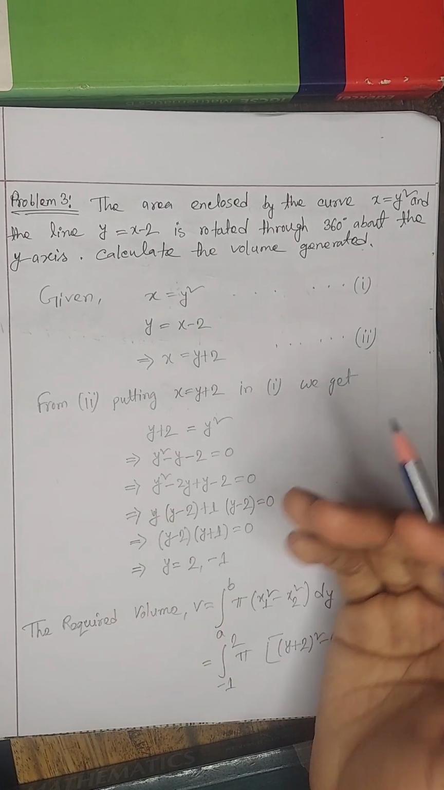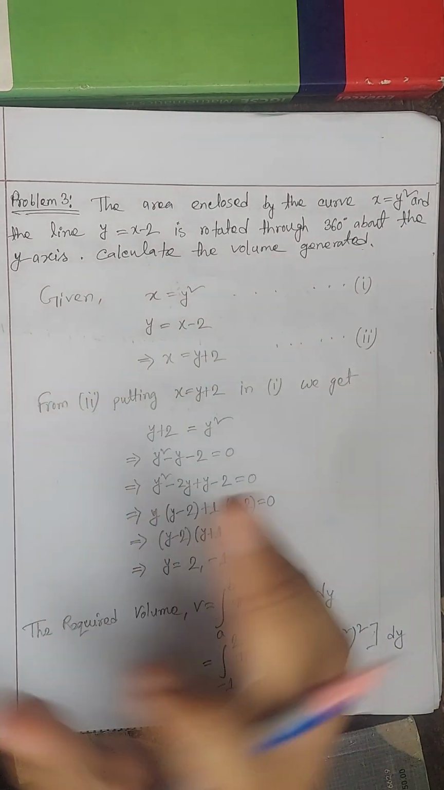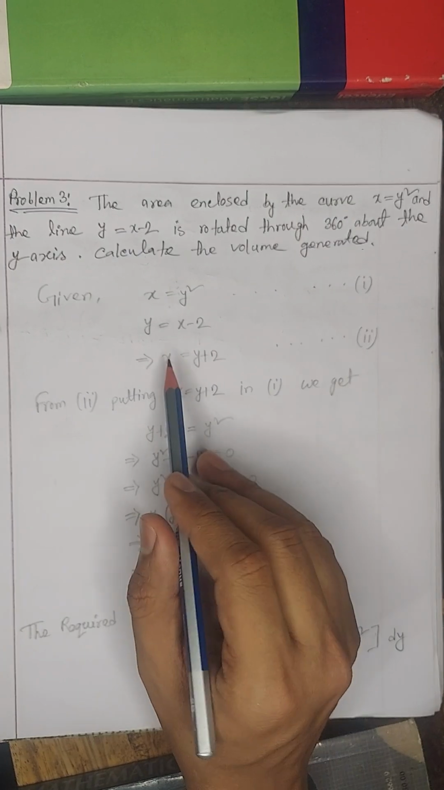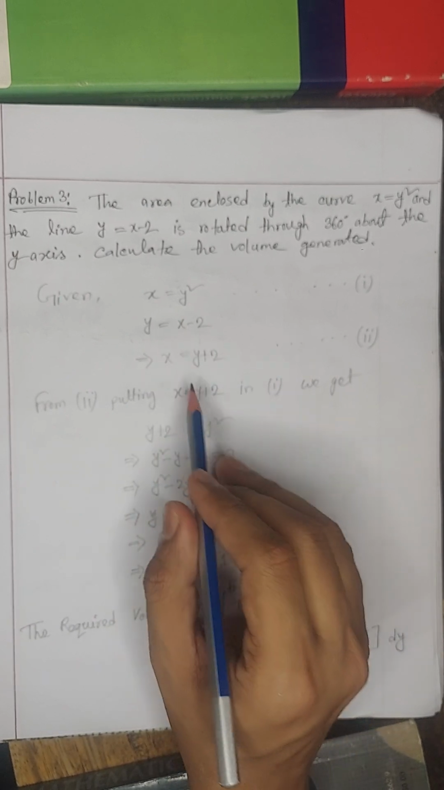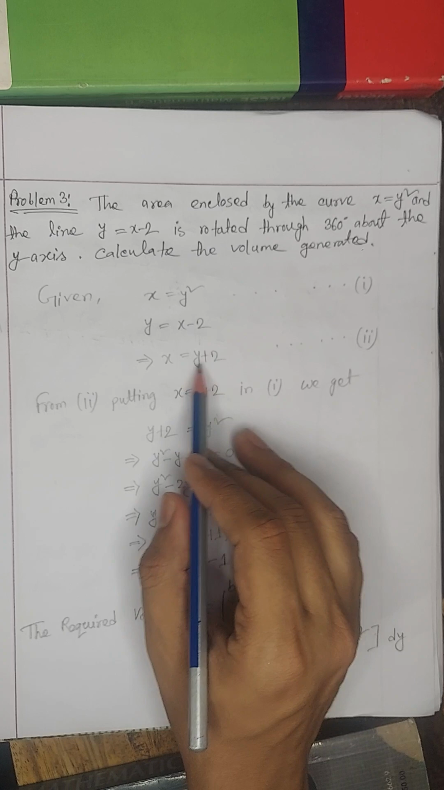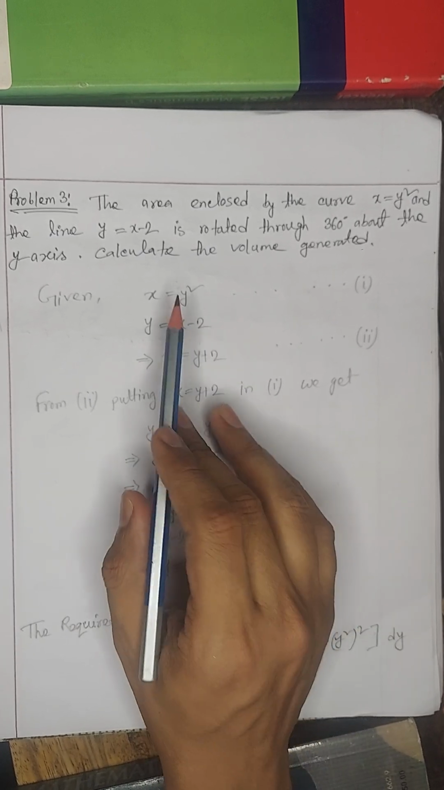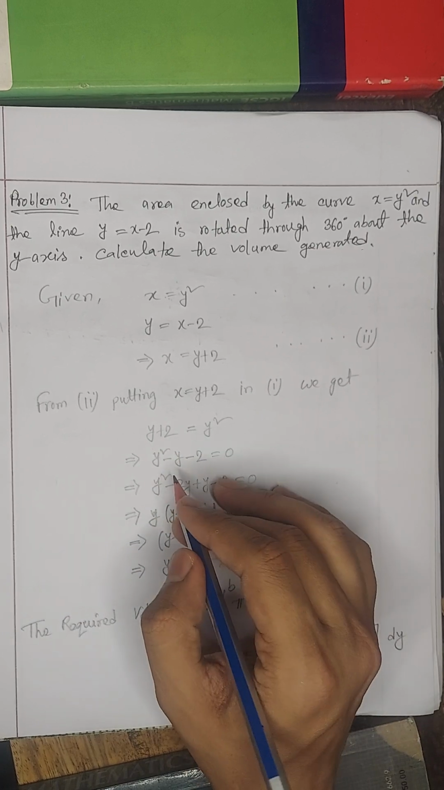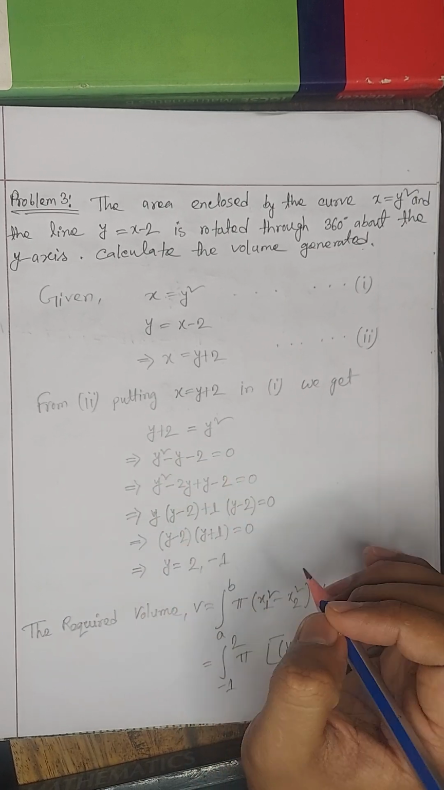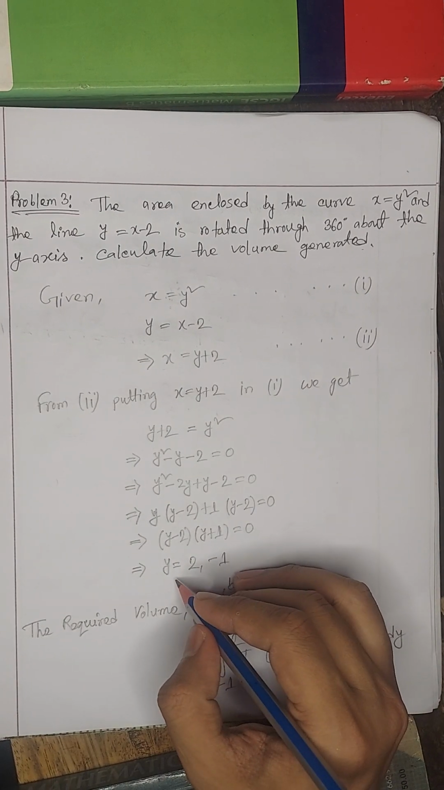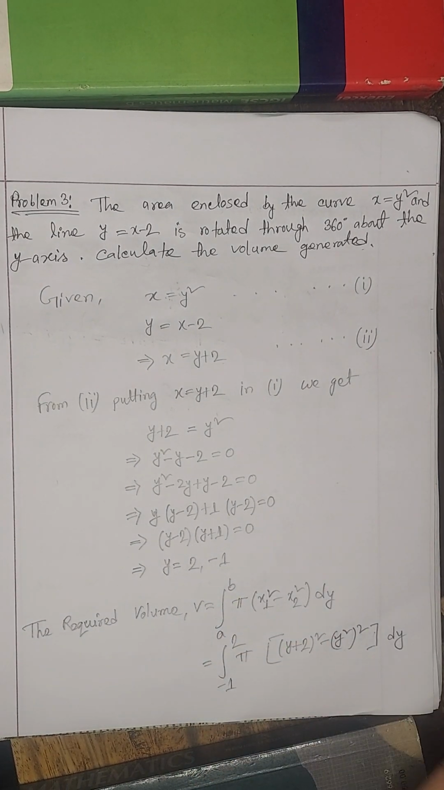So I'm trying to discuss with you similar type problems. Let's say here our first curve is x equal to y square, and second y is equal to x minus 2. We transform it to x equal to y plus 2. Then we substitute the value of x from here into this equation, where we get y plus 2 is equal to y square, then y square minus y minus 2 is equal to 0. From this, after factorization, we get the value of y is 2 and minus 1.